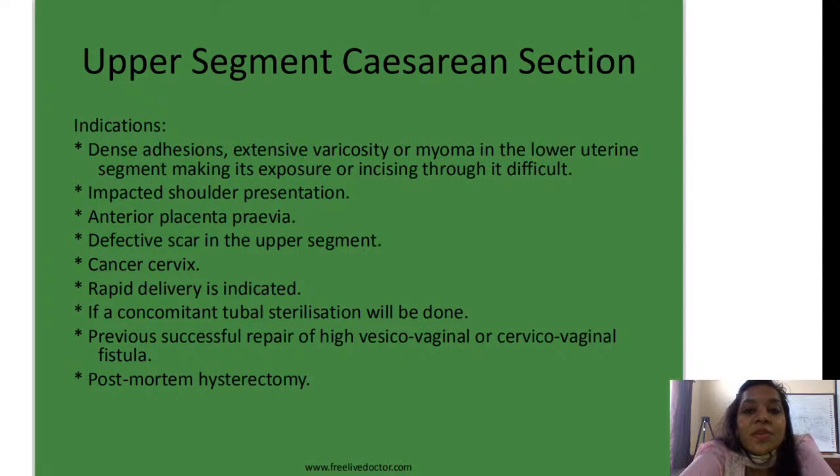What are the upper segment Caesarean section indications? Dense adhesion, extensive varicosity, myoma in the lower uterine segment making its exposure or incision difficult. Impacted shoulder presentation. Anterior placenta previa. Defective scar in the upper segment. Cancer of cervix. Rapid delivery is indicated if a concomitant tubal sterilization will be done.